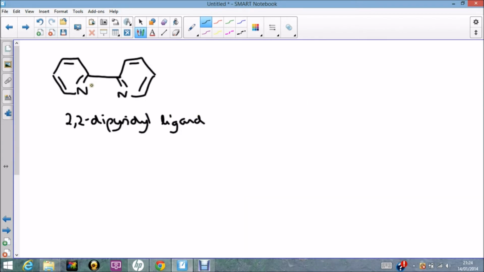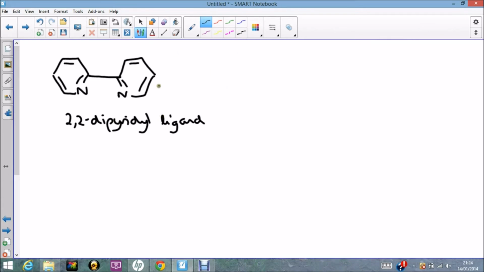Okay, so in this next example we've got an unfamiliar bidentate ligand. It's not one that's mentioned on the spec, but that doesn't mean that it can't be used in your exam. So you might get a question, it might say 2,2-bipyridyl is a bidentate ligand. What is meant by the term bidentate ligand? That would be a 2 marker.